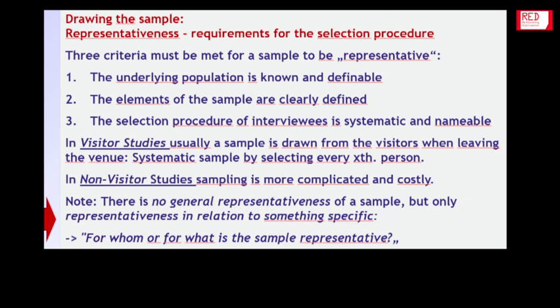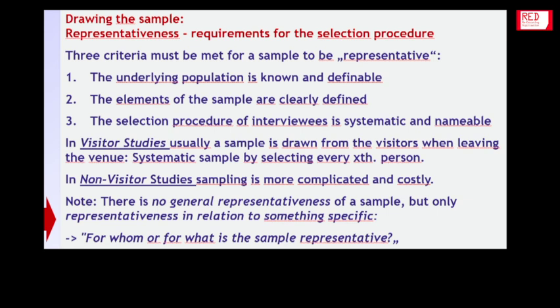What will happen? The interviewer will select people. Probably he will interview people that look friendly, that seem to have time, that are walking slowly, that are not in a group but on their own. So something where he thinks from this person I will get an interview. This is not a systematic rule for selection of interviews.